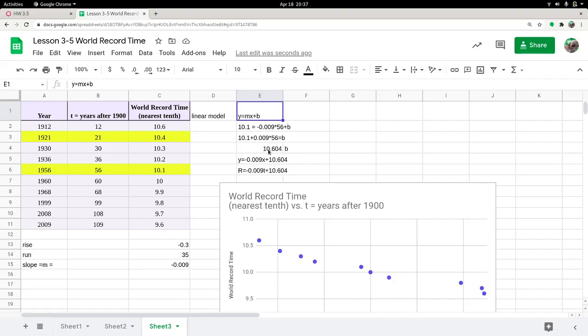Now, because of rounding, if you had plugged in this point instead, you'll get a slightly different y-intercept, but it would have been close. They're both going to be about 10.6. But rounding will make answers slightly different in the long run.